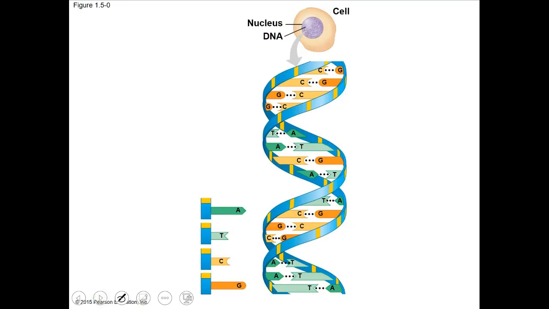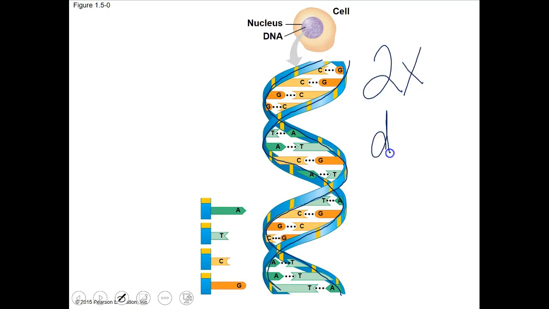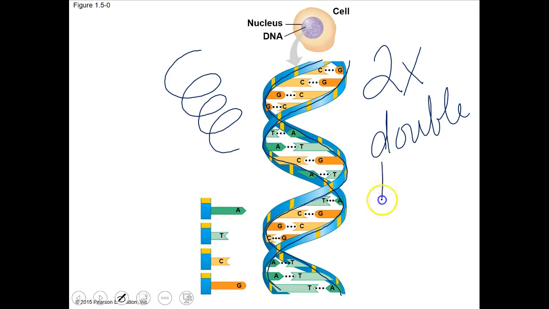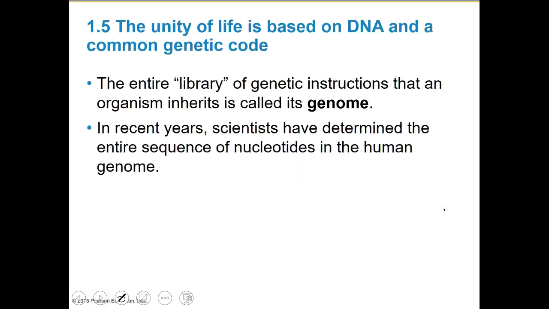So in the cell, in the nucleus, there is going to be DNA, and it makes up this double helix. So basically there is one strand, and then this one is a separate strand, so that's 2 strands. Because it has 2 strands, they call it a double. And because it's helixed, or it's like curly, that's a helix. So that's where we get the double helix, because there are 2 parts, and they curl around each other. Okay? So the entire library of genetic information, or genetic instructions that an organism inherits, is called a genome.